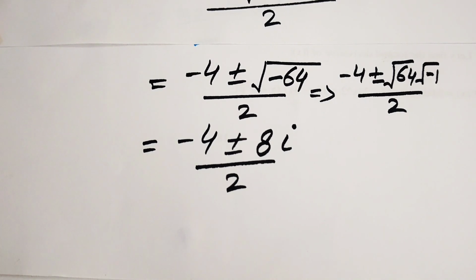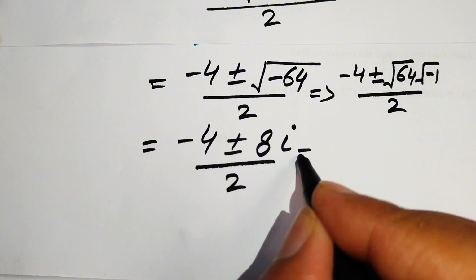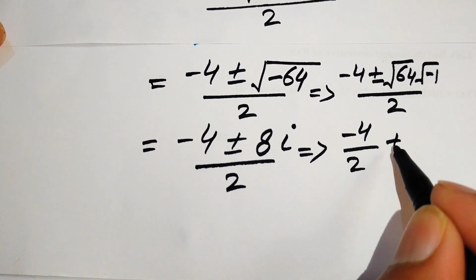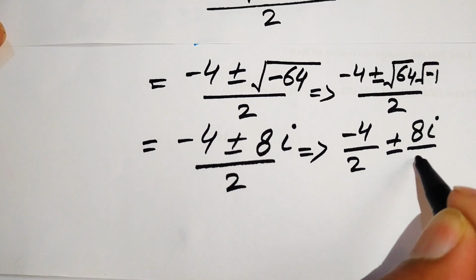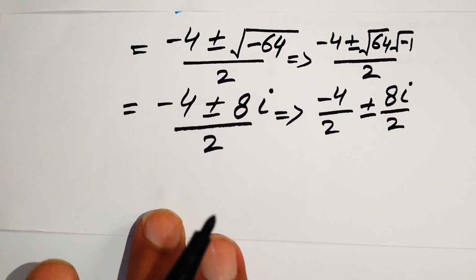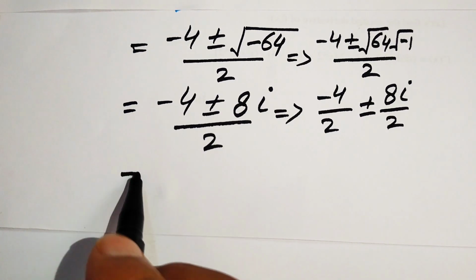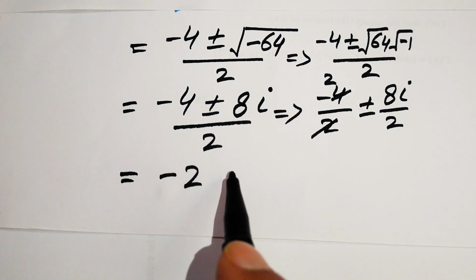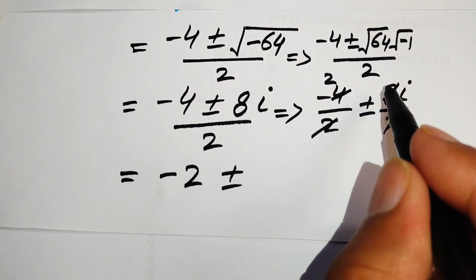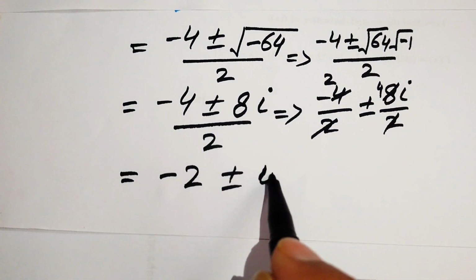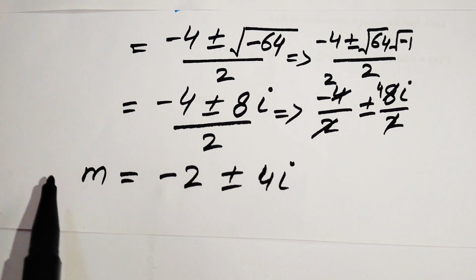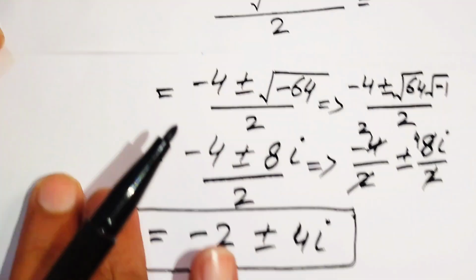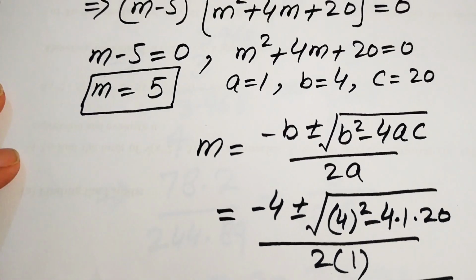Here we separate this fraction, and it will be written as minus 4 divided by 2 plus minus 8 iota divided by 2. When we simplify these terms, 2 times 2 becomes 4, and we have minus 2 plus minus 4 iota, since 8 divided by 2 is 4. So these are the other two complex roots of the given equation. Finally we have the three roots of the given equation.